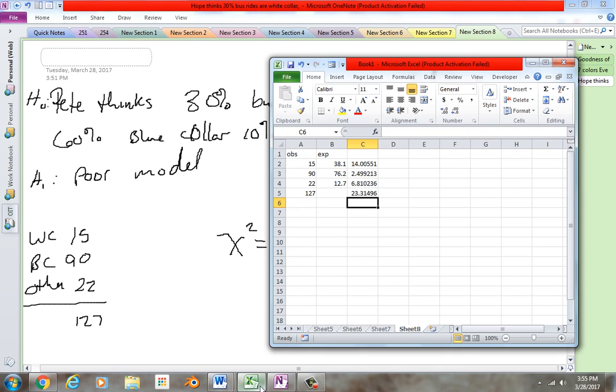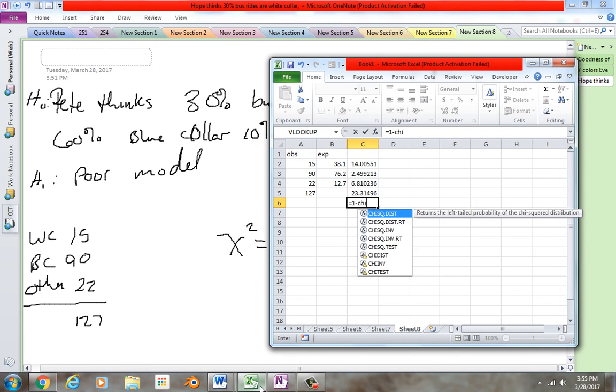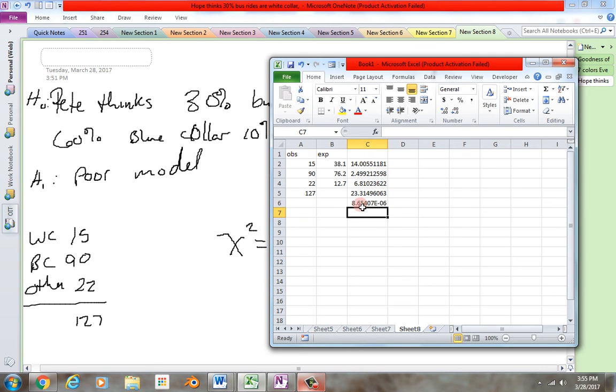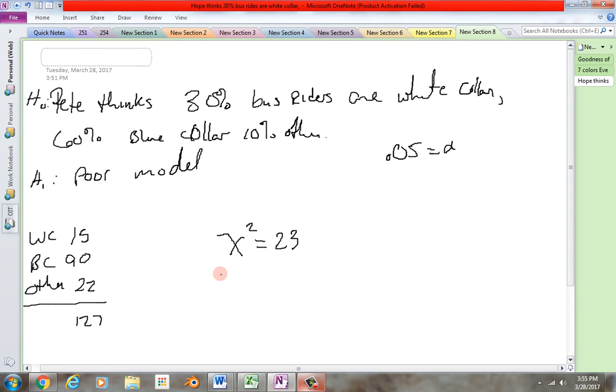So over here, I'm going to go equals. Again, it's an upper tail test, so I want to make sure I do 1 minus. And so 23. Degrees of freedom: there were 3 groups, so 2 degrees of freedom, and then 1. So 8.5 e minus 6, so 0.00008. So clearly I'm rejecting H naught. And again, by rejecting H naught, what am I saying? It's a lousy model.